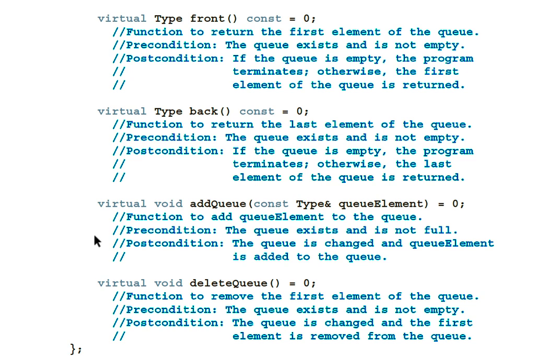Then we have the add queue, which we're going to pass the queue element pointer to it. This is the function to add queue element to the queue. The precondition is the queue exists and is not full. The post condition is the queue is changed and the queue element is added to the queue. And finally, we have the delete queue, which is the function to remove the first element of the queue. The precondition is the queue exists and is not empty. The post condition is the queue is changed and the first element is removed from the queue.